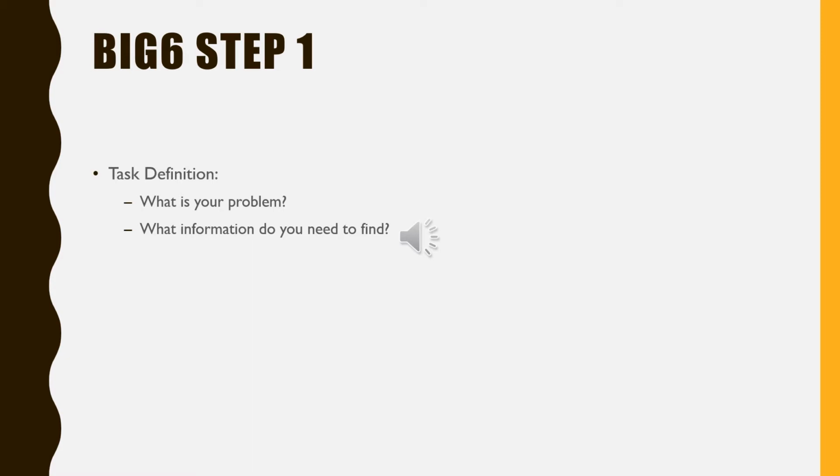The Big 6, Step 1. Task definition. What is your problem? What information do you need to find? The problem could be you need to know about snakes. What information do you need to know about the snakes? Do you need to know their habitat, what they eat? Do you need to know what part of the food chain they're in? Are they eaten by other species? Are they venomous to humans? These are the type of information you're looking to find.